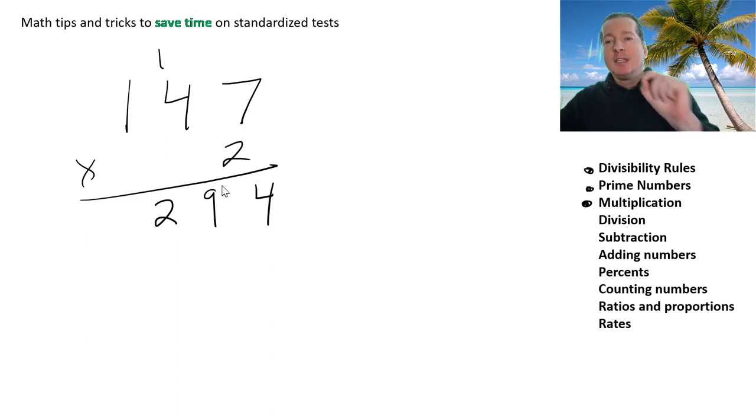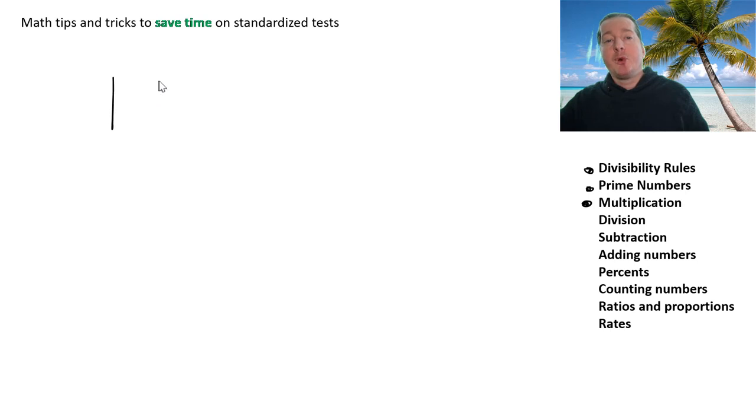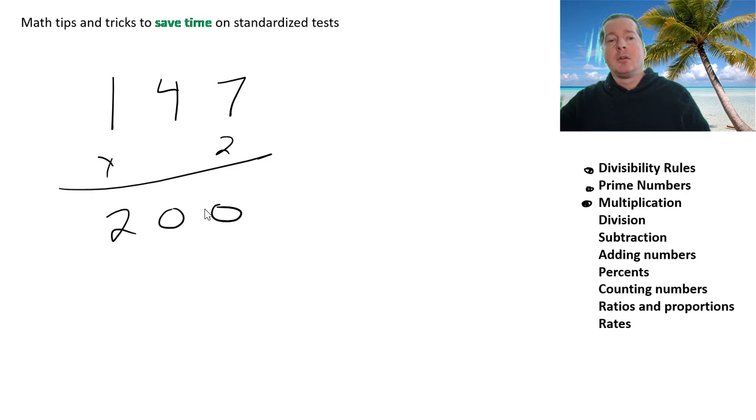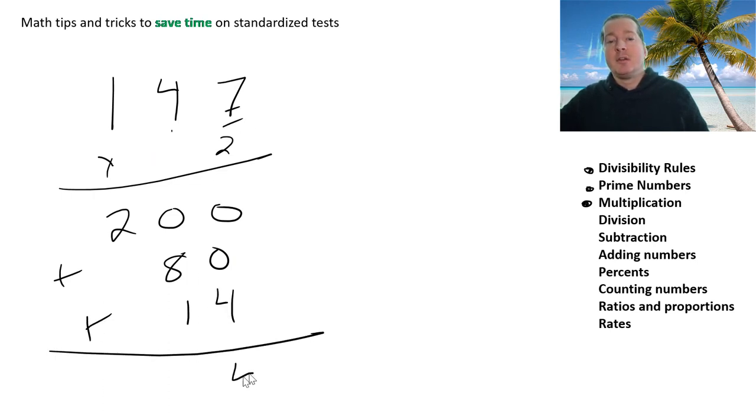All right. A little time saver, and I'll erase this. I'll write 147 again. Why don't I multiply by the hundreds digit first, and then the tens digit, and then the units digit? So what do I mean? 100 times 2 is 200, plus 40 times 2 is 80, plus 7 times 2, of course, is 14. So this is easy.